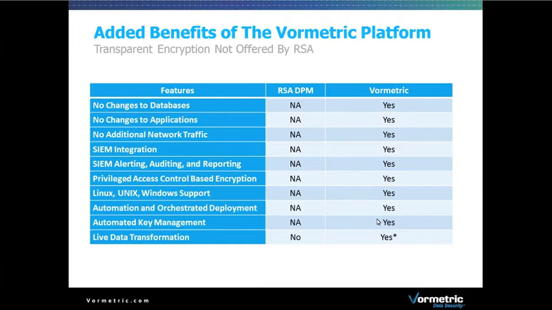And then lastly, Vormetric is releasing what we call live data transformation. So if you've got some unstructured data or large Oracle databases that have 10 terabytes of data, if not more, it's a way to actually roll out the agents and roll out a policy through access control to protect that data, but also encrypt that data in real time with zero downtime to your production environment.